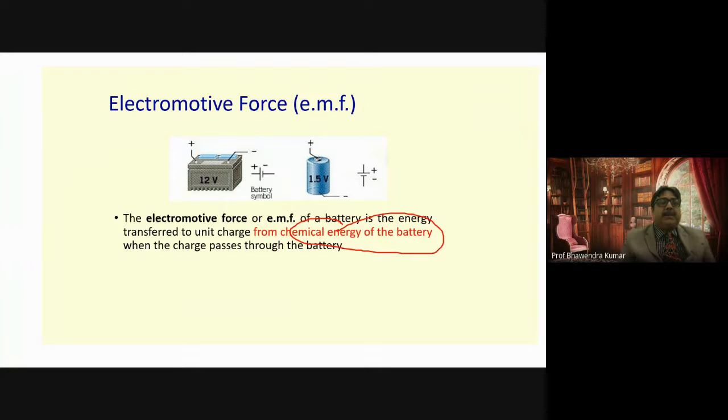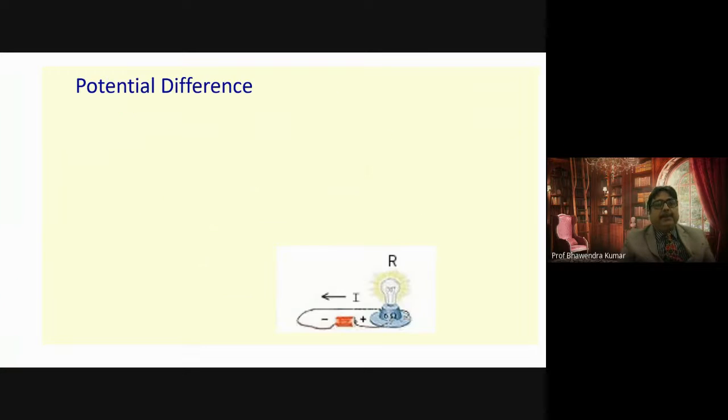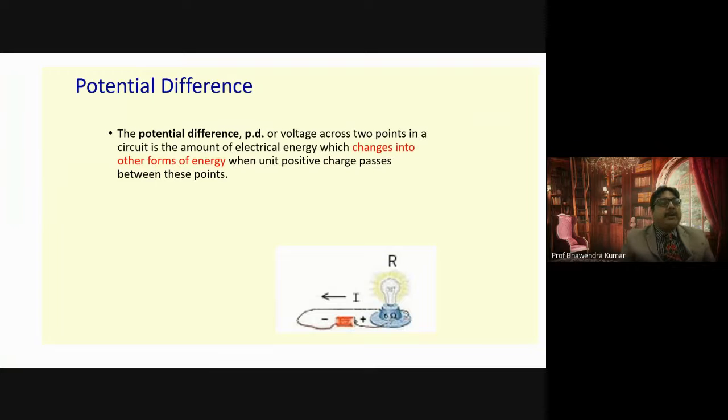So if it is marked that a battery is having 1.5 volt EMF, means what? When 1 coulomb of charge passes through the battery, it will acquire 1.5 joule of energy. Any problem? That is called the EMF. Then we have the concept of potential difference.